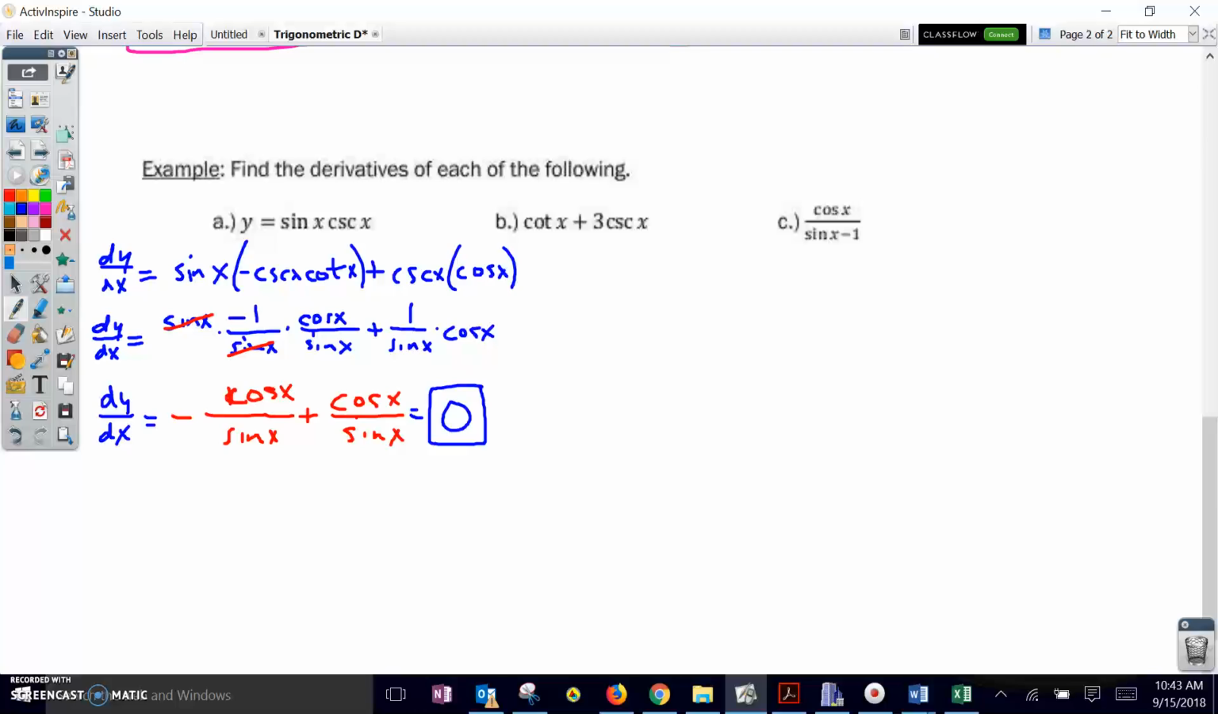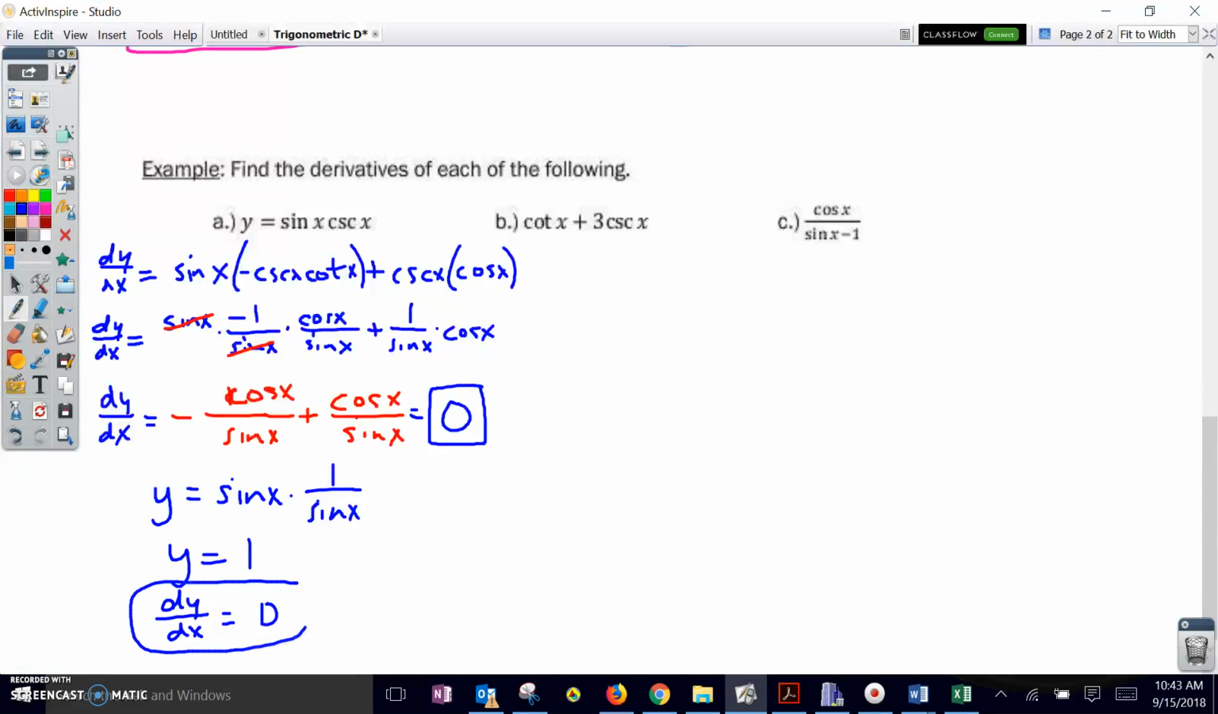Now, this illustrates an important point that is often overlooked when we're finding derivatives. Sometimes it's to our benefit to simplify the function before we go ahead and take the derivative. If we had looked at this original function and tried to simplify it first, we would have realized that this ended up being the function y equals 1, and the derivative of that is just 0. Okay? Two different paths to the same place.